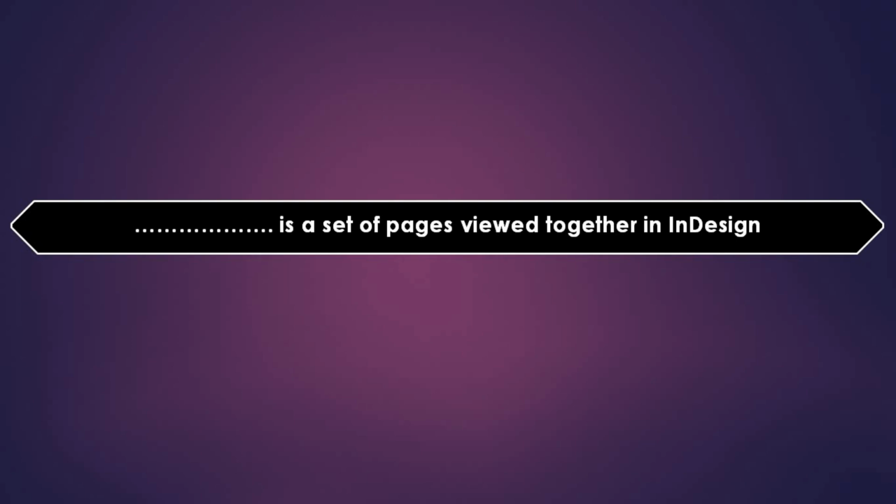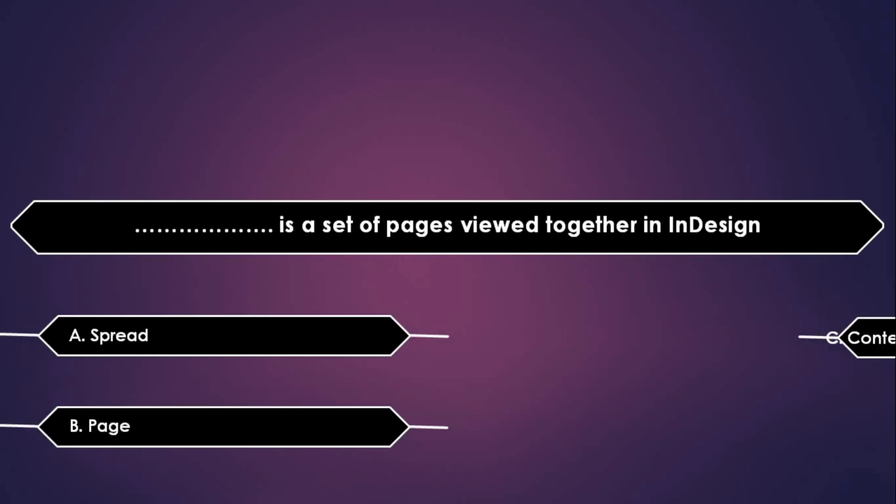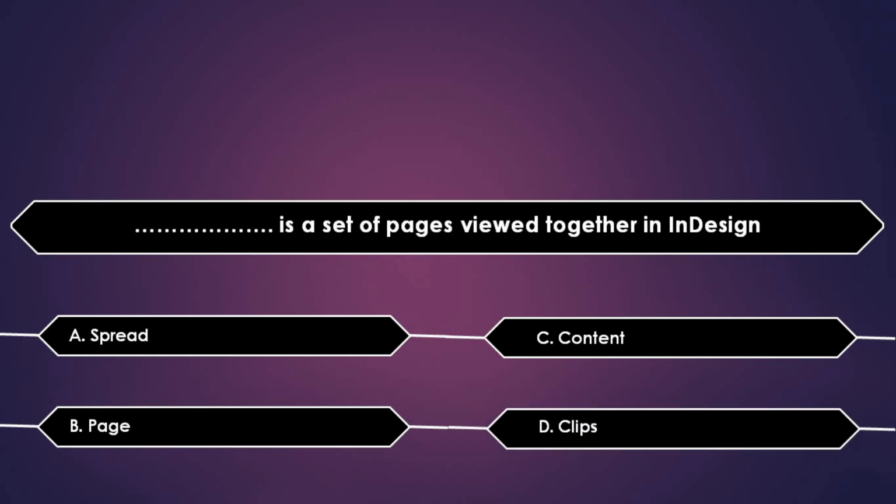Here comes the next question. Dash is a set of pages viewed together in InDesign. A. Spread, B. Page, C. Content, and D. Clips. So what is a set of pages viewed together called as? It is called as spread. So the right answer is spread.